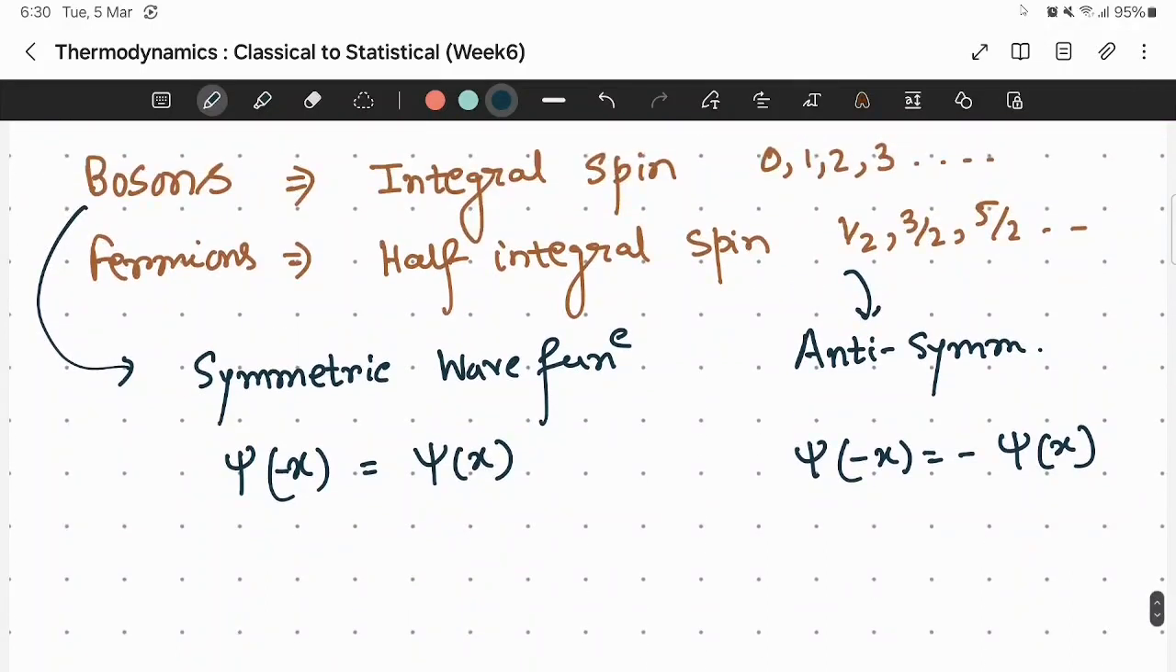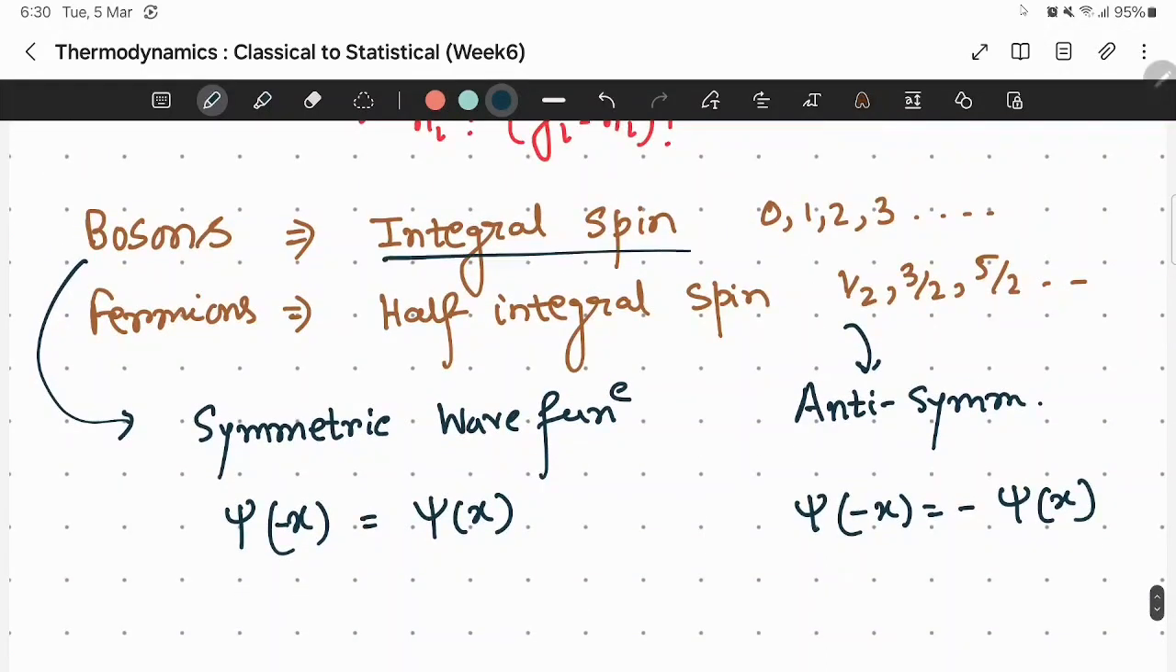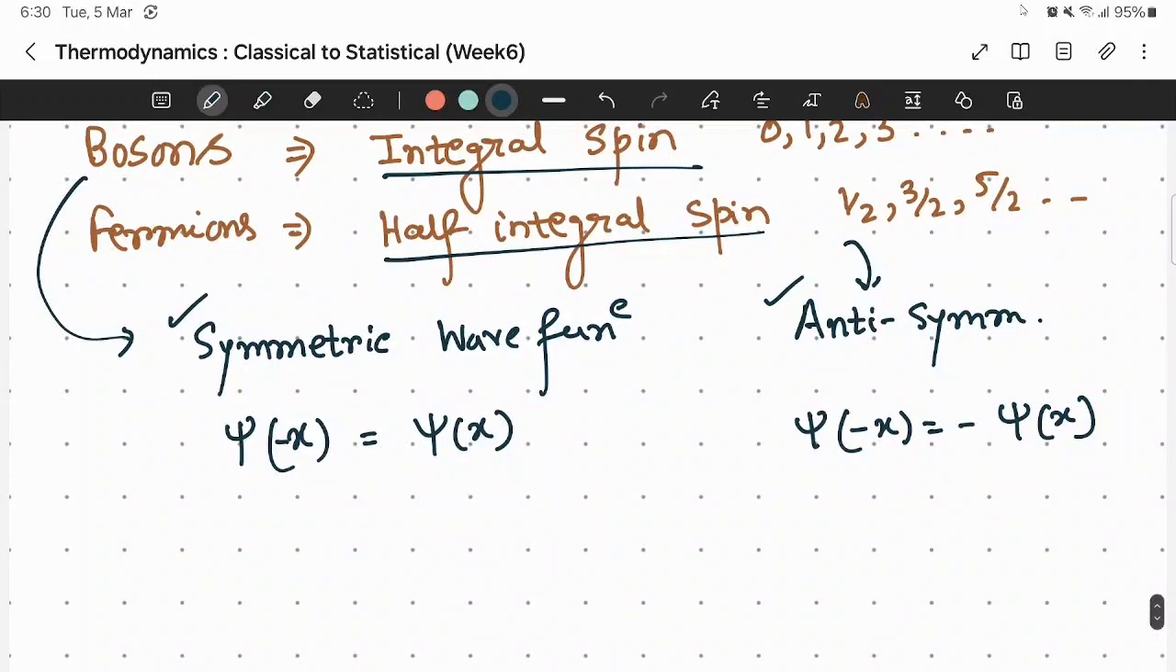This is the basic definition for bosons and fermions. It is observed that integral spin particles always follow the symmetric property, and that's why they are called bosons. Half-integral spin particles follow the antisymmetric property, and that's why they are called fermions. But why integral spin particles always follow the symmetric wave function is not known. So that is the definition.